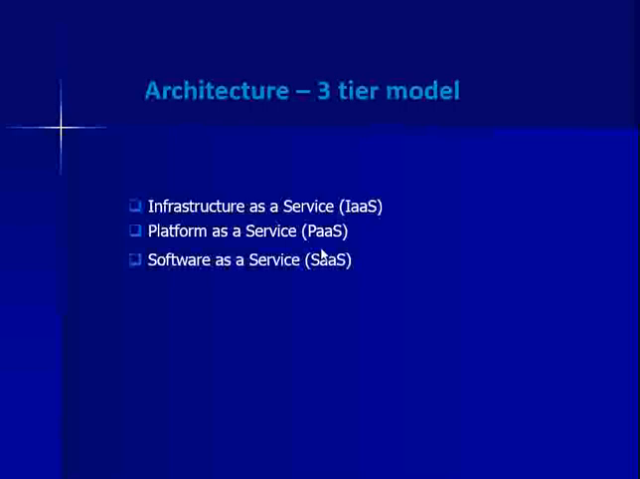The next is the architecture, which is a three-tier model consisting of three services. First is infrastructure as a service, second is platform as a service, and third is software as a service. The lowest tier is infrastructure as a service. With IaaS, users can run software on machines owned and configured by a third party. IaaS makes up the hardware and software that supports the whole system, from the server to storage and networks.